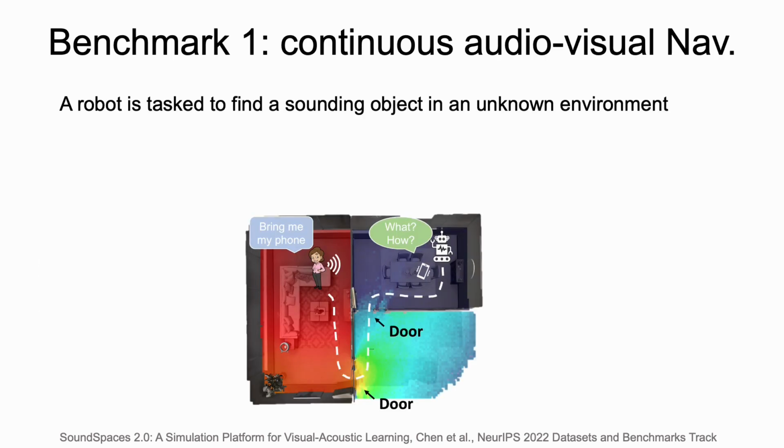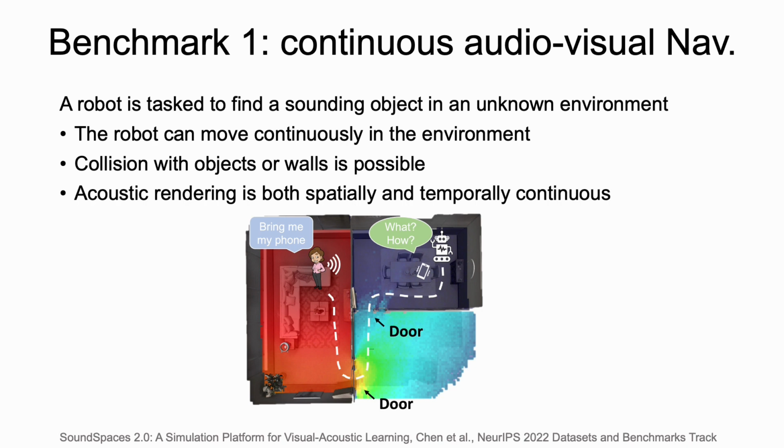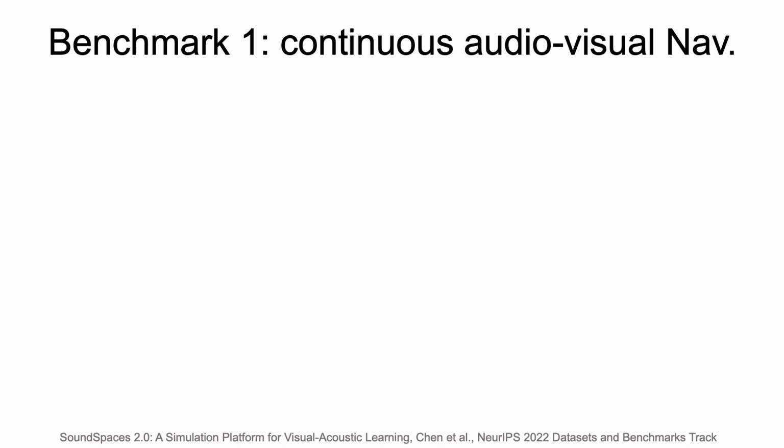The first task we benchmark is continuous audiovisual navigation, where a robot is tasked to find a sounding object in an unknown environment. The robot can move continuously in the environment. Collisions with objects or walls are possible, and acoustic rendering is both spatially and temporally continuous.